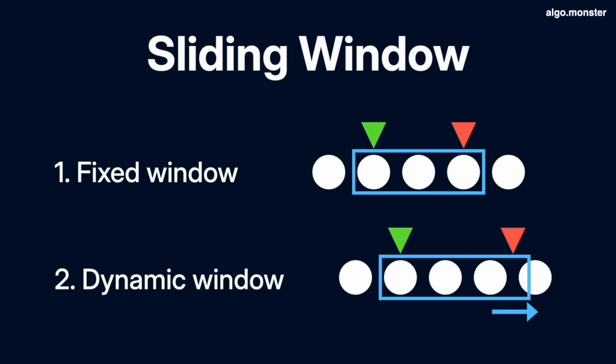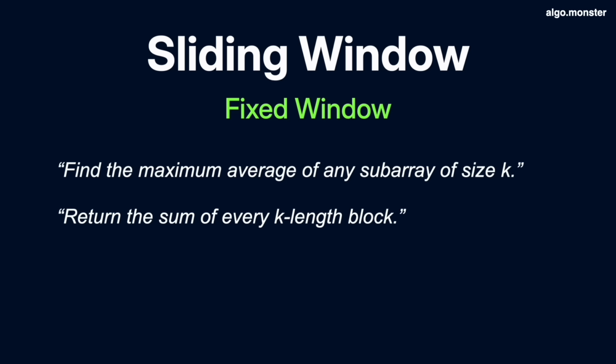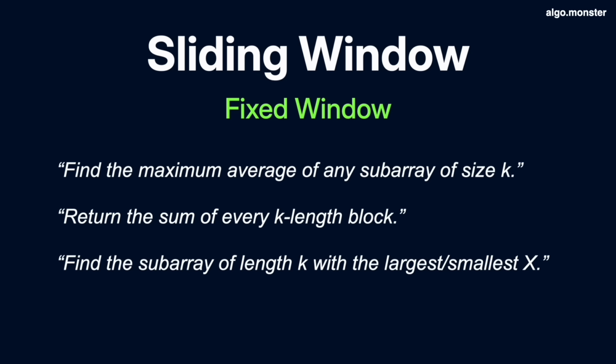A fixed size sliding window is used when the problem gives you a specific window size, usually with language like, find the maximum average of any subarray of size k, return the sum of every k-length block, or find the subarray of length k with the largest or smallest x. In these problems, the window's length never changes. It always includes exactly k elements, and as you slide the window over the data, you add one new element from the right and remove one old element from the left, keeping the window size constant.